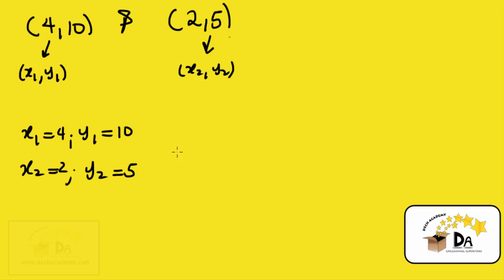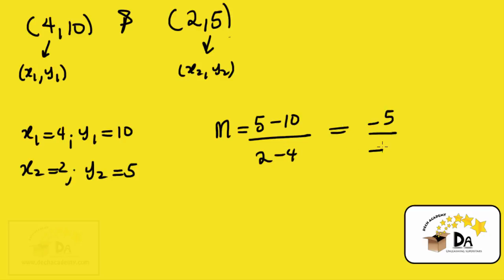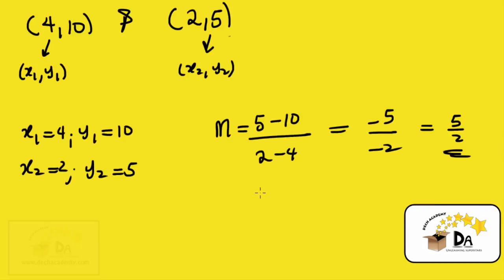Now I'm going to use the gradient formula. m is y2 minus y1, 5 minus 10, divided by x2 minus x1, 2 minus 4. This gives minus 5 over 2 minus 4, which is minus 2, so the gradient is 5 over 2. And that's our gradient. That's all. So you can tell that this line actually has a positive slope. I'm going to try another example.